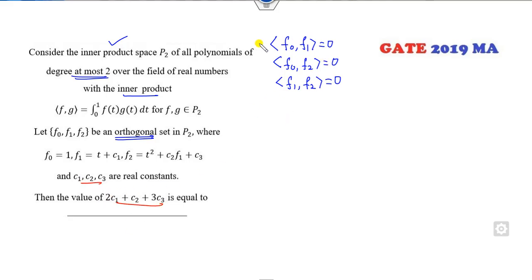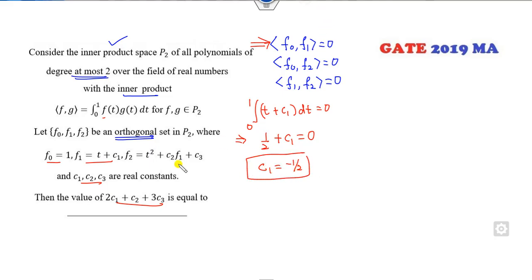Very simple. We can start with the first one, F0 and F1, by using this definition. F0 into F1, that's t plus C1. So what is the integration of this? It will be 1 over 2 plus C1. So C1 is minus half. Now look at F0 and F2. So that's the integration of F0 and F2. What is that? It's 1 over 3.